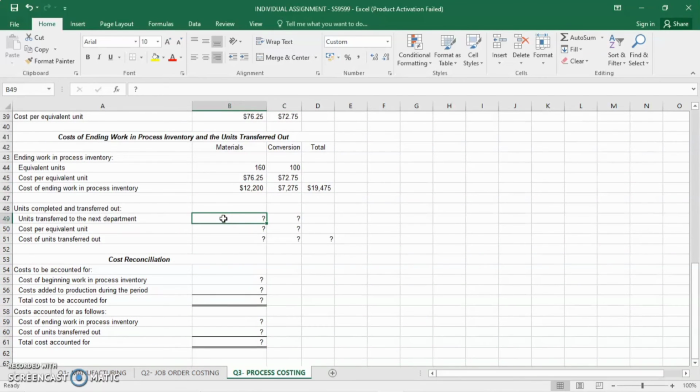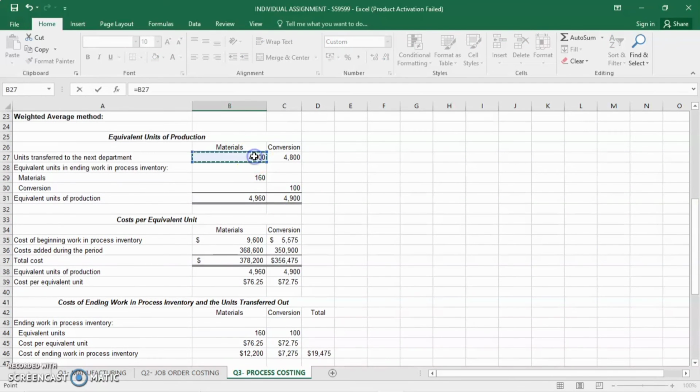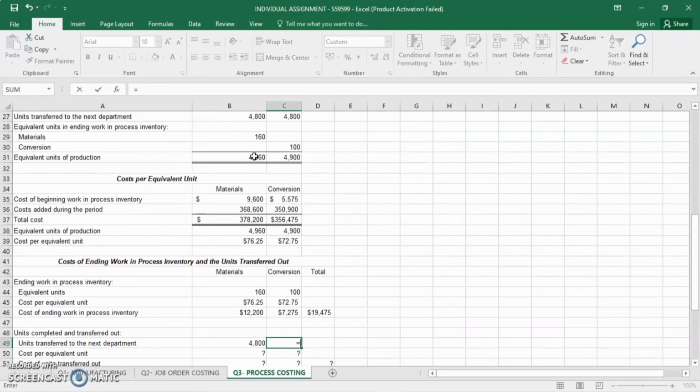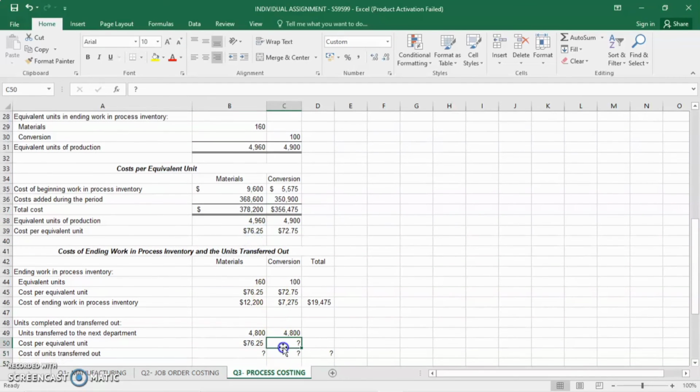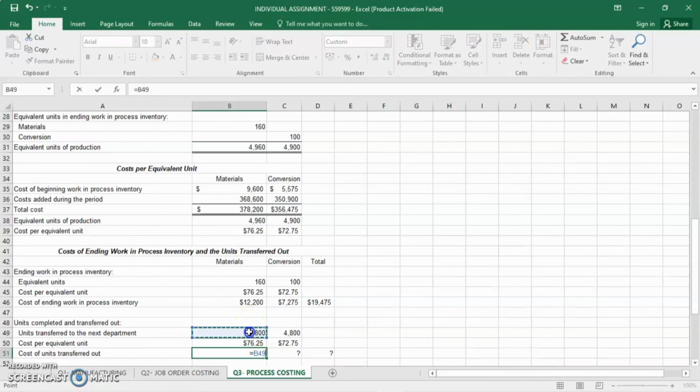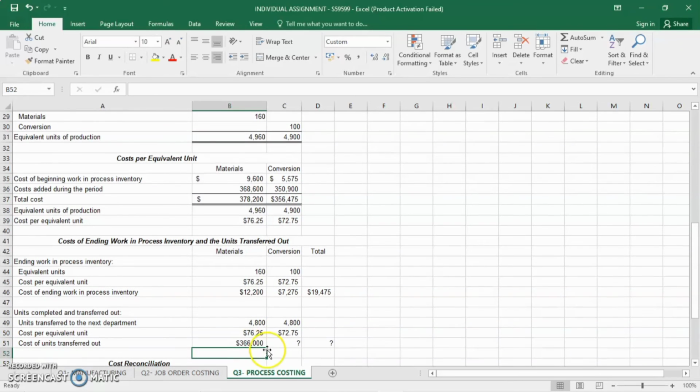For units completed, for material 4,800, and for conversion, units equivalent units. And to get cost of units transferred out, times cost per equivalent unit. And the total is this.